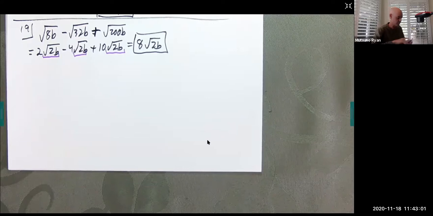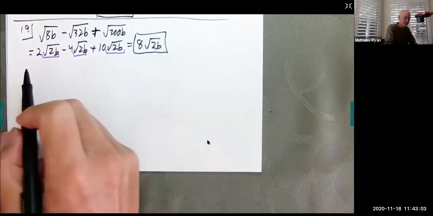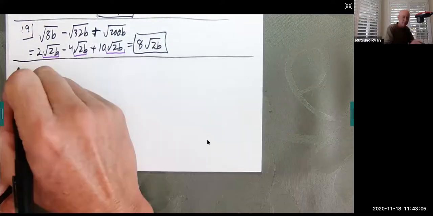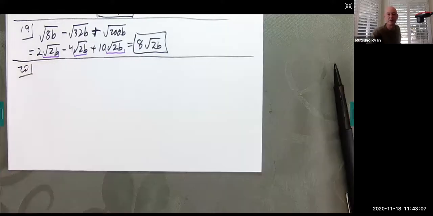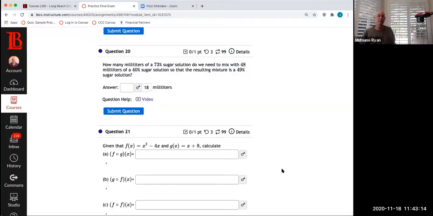Number 20 is another word problem. I'm going to share my screen with you so you can see what I'm reading. How many milliliters of 7% sugar solution do we need to mix with 48 milliliters of 40% sugar solution so that the resulting mixture is 49% sugar solution? All right, I'm going to switch back.